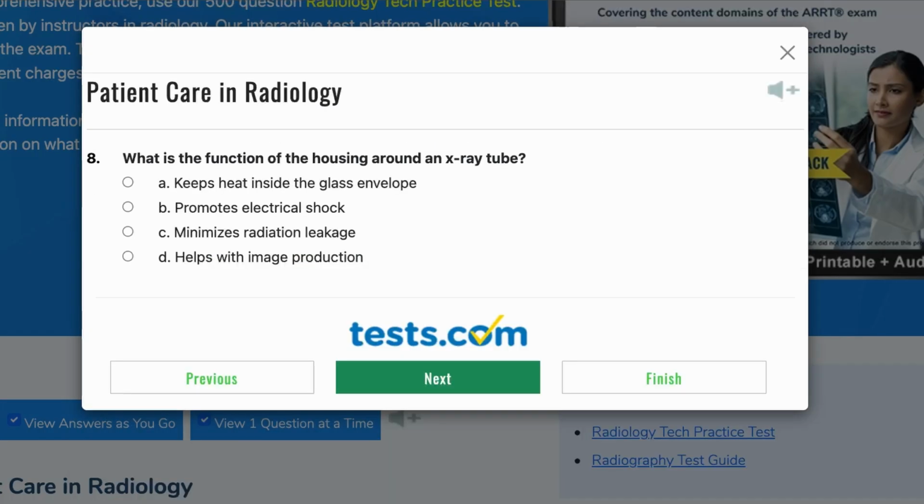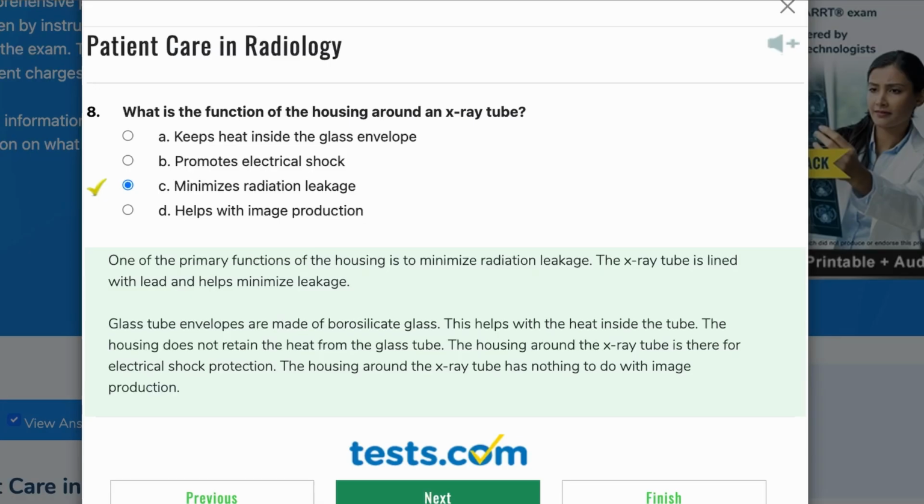Question 8. What is the function of the housing around an X-ray tube? A. Keeps heat inside the glass envelope. B. Promotes electrical shock. C. Minimizes radiation leakage. D. Helps with image production. C. Minimizes radiation leakage. One of the primary functions of the housing is to minimize radiation leakage.